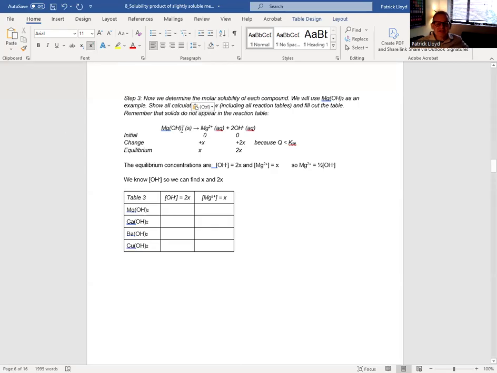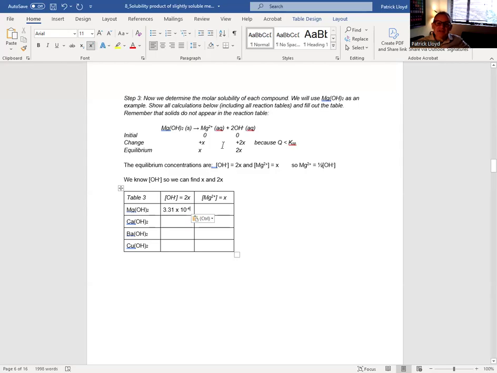Essentially, if you want to look at it this way, every time one magnesium hydroxide dissolves, it forms one magnesium and 2 hydroxides. So that means you get twice as many hydroxides as you get magnesiums. So it's a 2-to-1 ratio. So if you know that the hydroxide concentration is 3.31 times 10 to the minus 4 molar, then all you got to do is divide that by 2 to get the magnesium, because magnesium is 1/2 of the hydroxide.